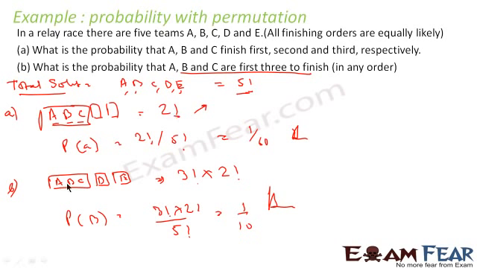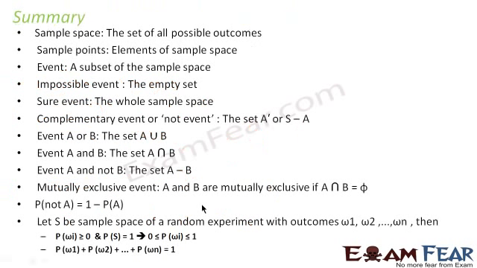In the second case, A, B, C are the top 3 but their positions are not fixed. So we can do this in 3 permutation ways. Also in the meantime, we can arrange D and E in 2 permutation ways. So the total number of ways is 3 permutation and 2 permutation. And thus the total probability in case B is 3 permutation and 2 permutation by 5 permutation.